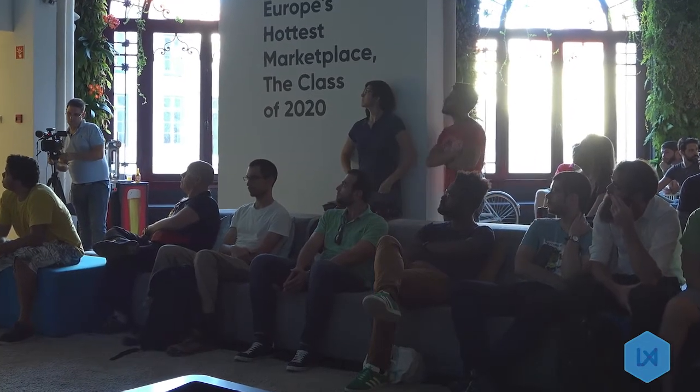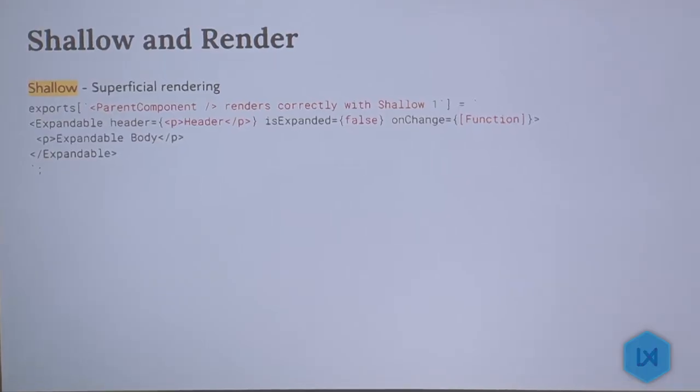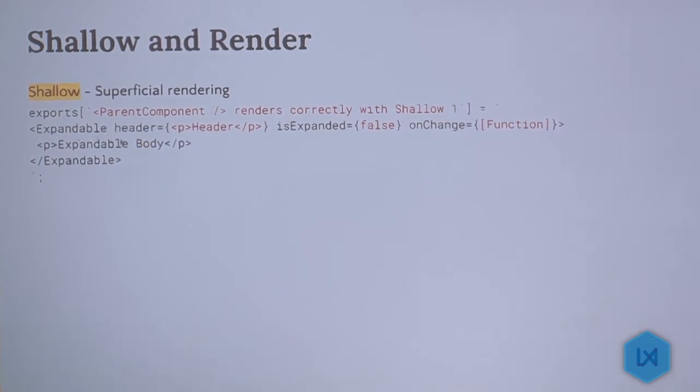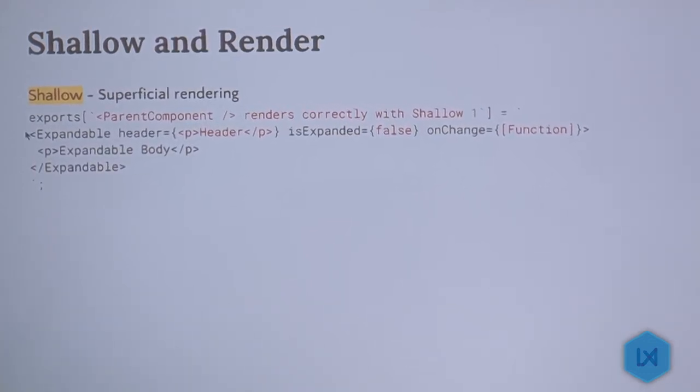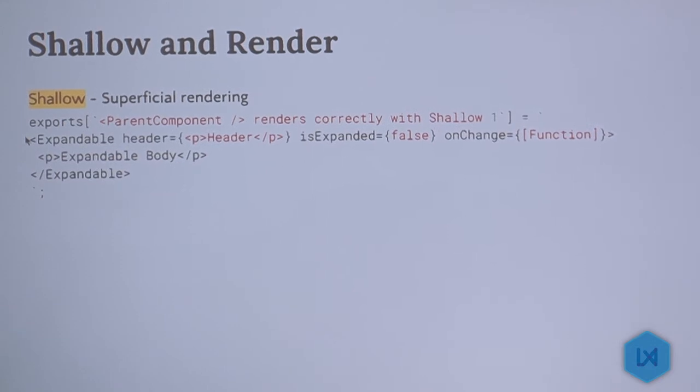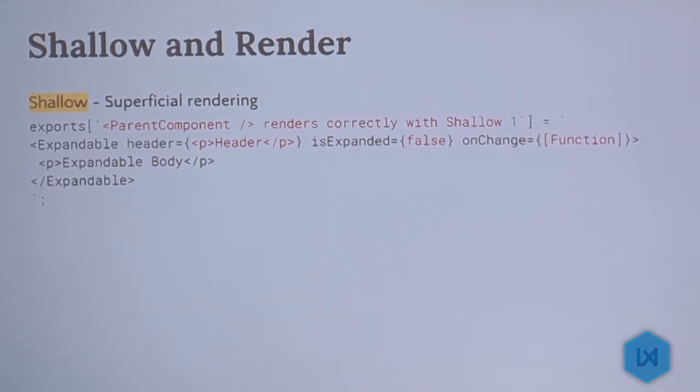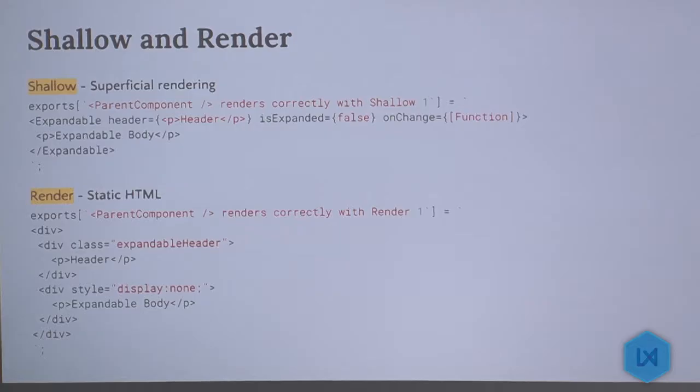This is the parent component of our expandable component. And as you can see, we didn't render the child component. We are just rendering the parent one, which is what you want to test. This is how the render output looks. In this case, we are also rendering both parent and child component.